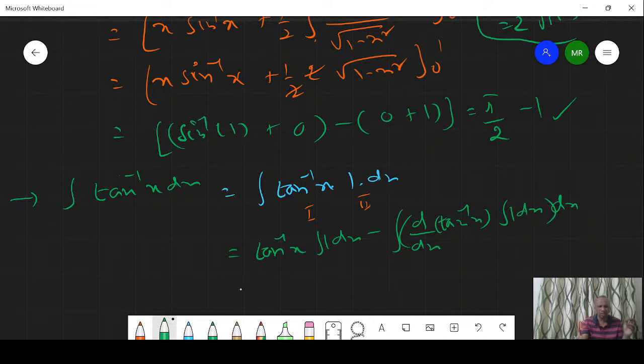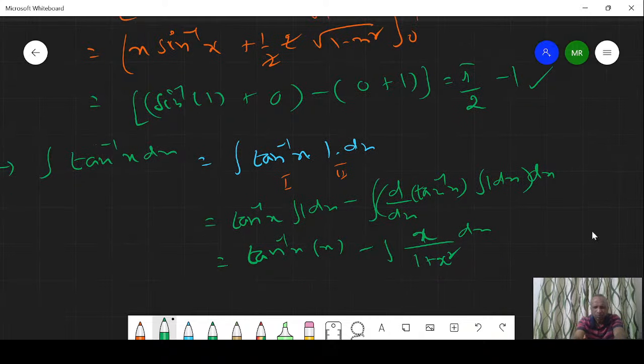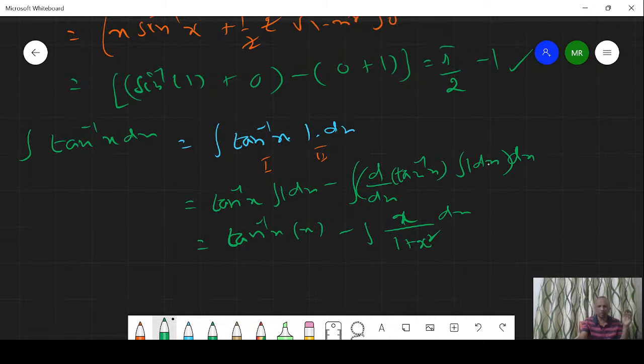Now in the simplification, I can write this as tan inverse x, integral 1 dx is x, minus derivative of tan inverse x, which is 1 by 1 plus x square, times integral 1 dx, which is x. I can write here x dx, correct?